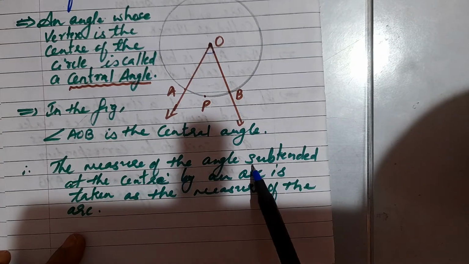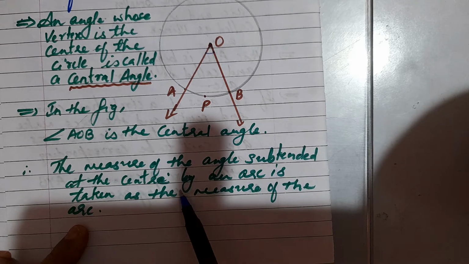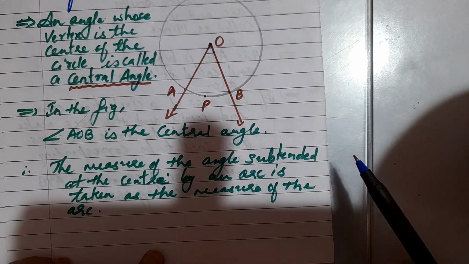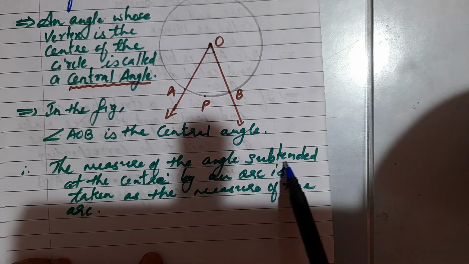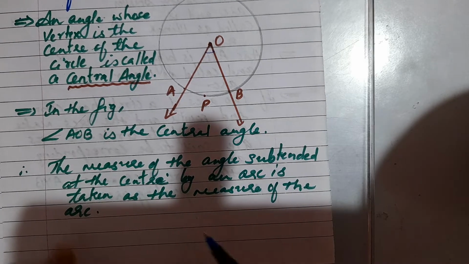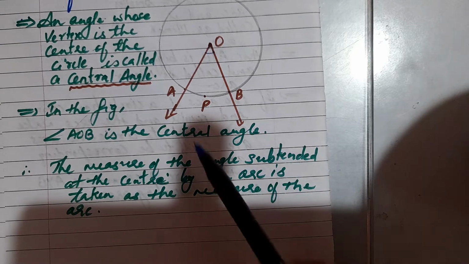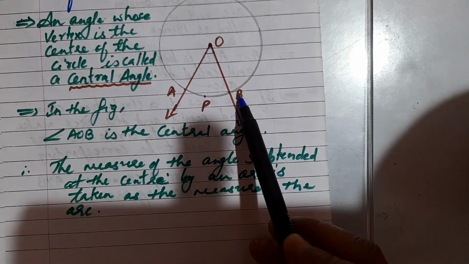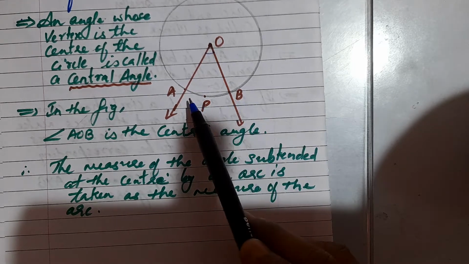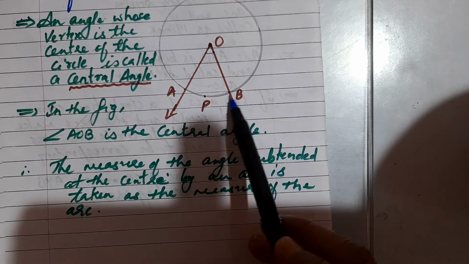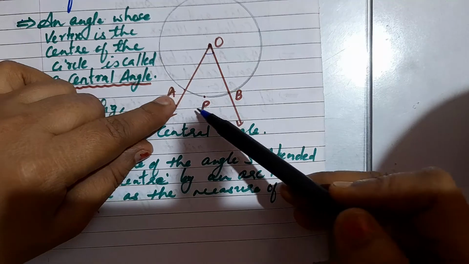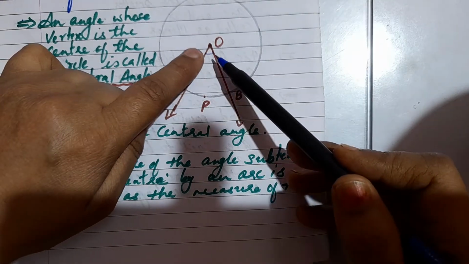Now the measure of the angle subtended at the center by an arc is taken as the measure of the arc. So what is the meaning of this statement, children? It is saying that, see children, this is one arc APB. You can see this arc APB. This is a small arc, so we'll call it a minor arc. Now this minor arc APB is giving rise to an angle.